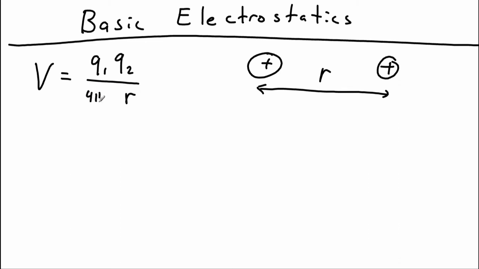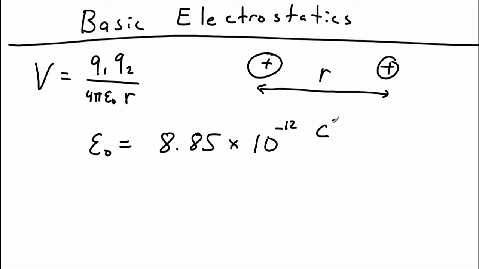a collection of constants, 4 pi epsilon naught, where epsilon naught is 8.85 times 10 to the negative 12 coulomb squared per joule per meter. Epsilon naught is called the permittivity of free space, or also the vacuum permittivity. And that should give us a clue that this expression is actually only valid in a vacuum. In other words, when the charges are separated by a vacuum. If you have anything else between those two charges, we're going to have to somehow account for that.